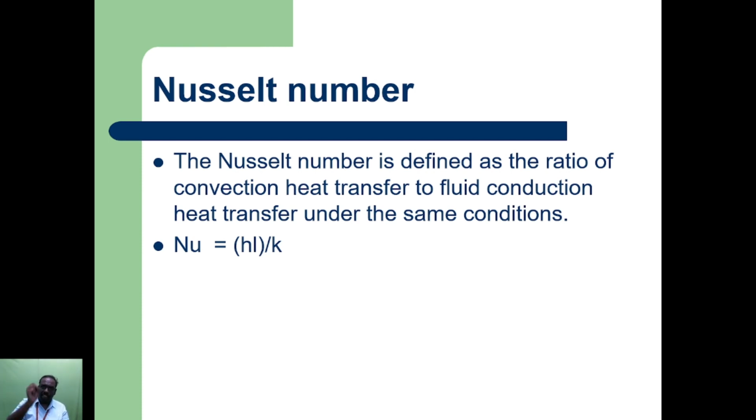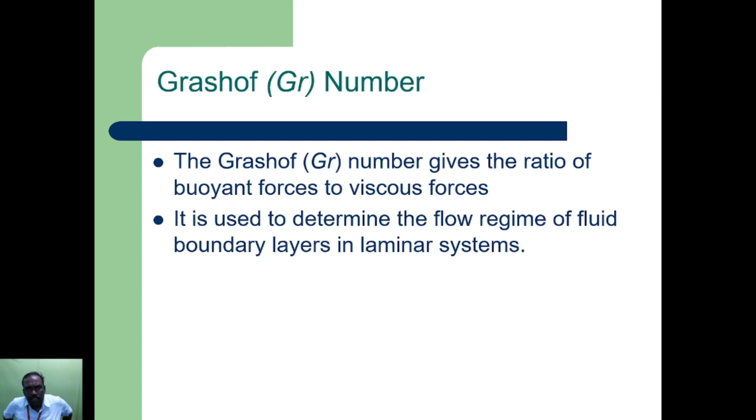We have an important predominant non-dimensional number, the Nusselt number. Nusselt number equals hL by k. This is defined as the ratio of convective heat transfer to conductive heat transfer under the same conditions. Now we are going to see another number, the Grashof number.